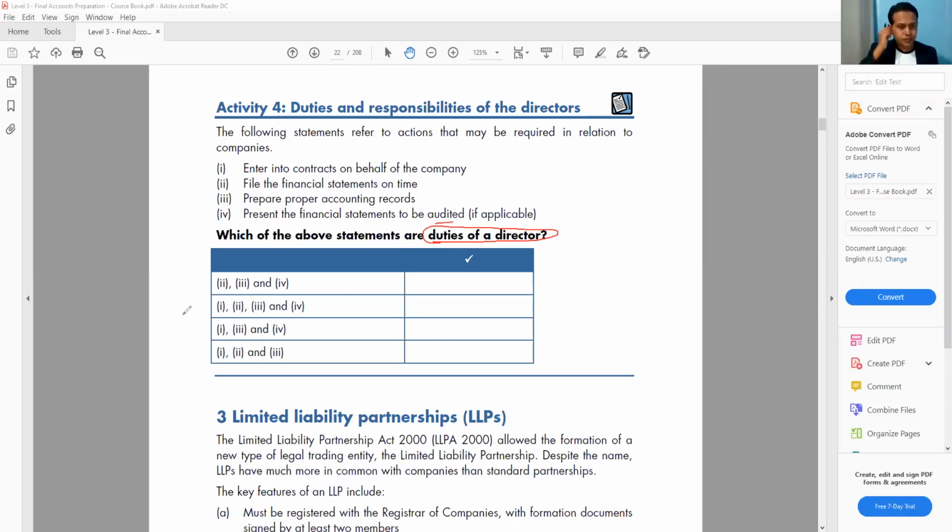So except this one, except entering the contract, all of these are the responsibilities of the director. And based on that, we can see number 1 is the answer.